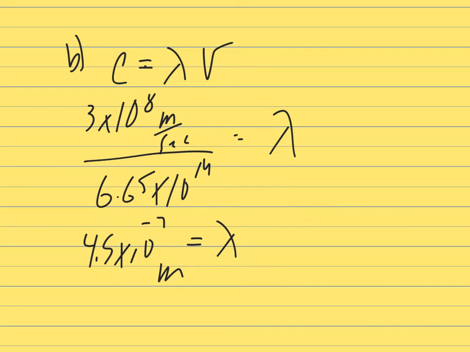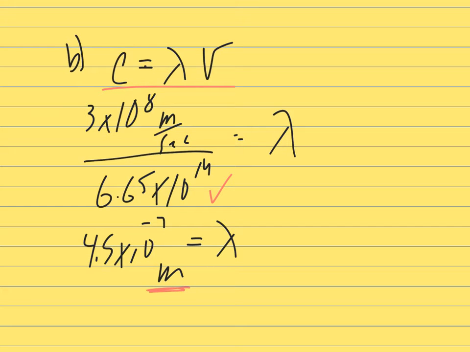In part B, they want to know what wavelength would be required to also possess this much energy. I used the speed of light is equal to wavelength times frequency, divided the speed of light by the frequency, which I just calculated, and the wavelength comes out to be 4.5 times 10 to the minus 7 meters.